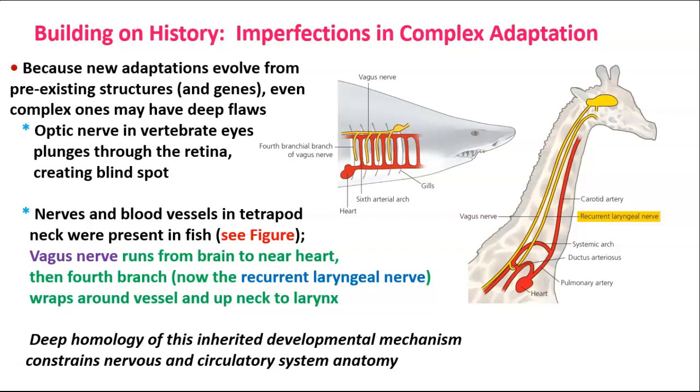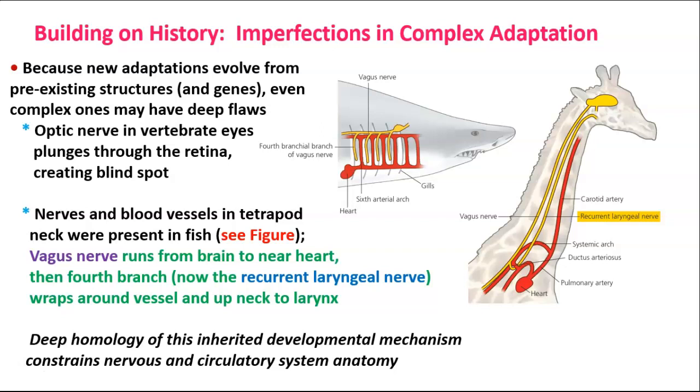So in fish, as you can see in this figure, we've got gill arches that are delivering blood to the gills, and we've got nerves that are passing in between these gill arches. So that's the condition in fish, in vertebrates. That's how we started off. And so when tetrapods evolved, and tetrapods evolved a neck and lost the gills, well, these structures were already present. You can't get rid of them. You can't start from scratch. So the nerves and the blood vessels in tetrapods and a tetrapod neck were already present in fish.